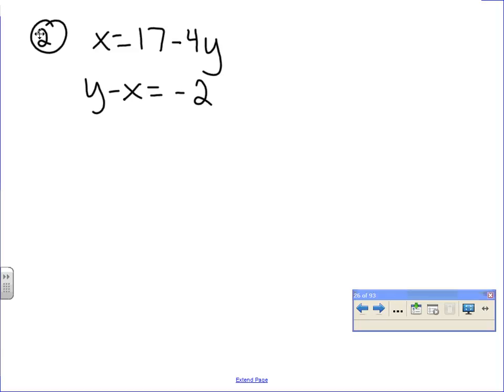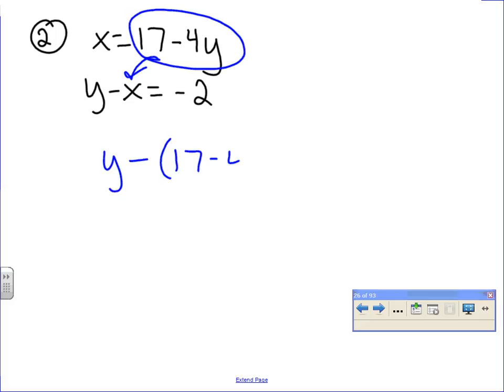Okay, what are we circling and where is it going? Good. And where's it going? Good job. 17 minus 4y, and that goes in for x. What's in front of the x that you need to be careful with? Well, good, a negative. So y minus parentheses 17 minus 4y equals negative 2.